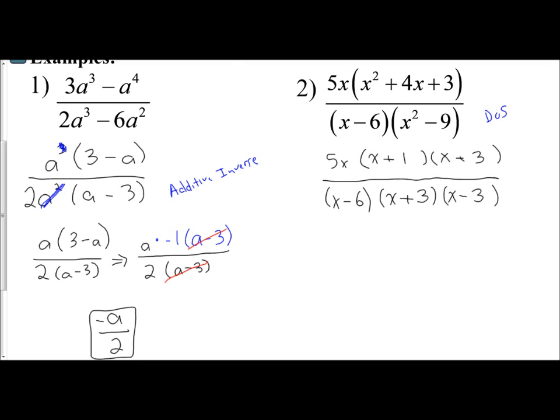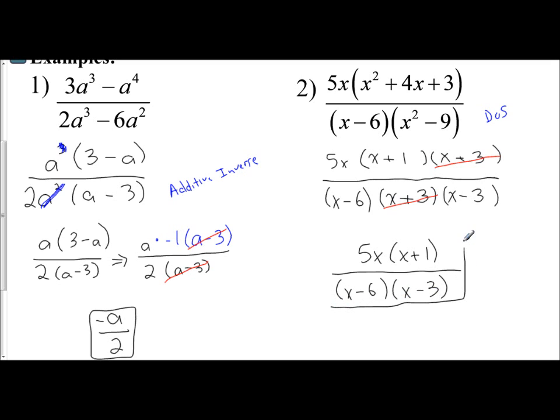And now I just cancel out, cross out what they have in common in both the top and the bottom. I see the top has an x plus 3 and the bottom has an x plus 3. So I can divide those out, I can cancel those out, and that's all they have in common. So my final simplified rational expression is 5x times x plus 1 over x minus 6 times x minus 3. They have no other factors in common, so I just put them all together and get my simplified rational expression.